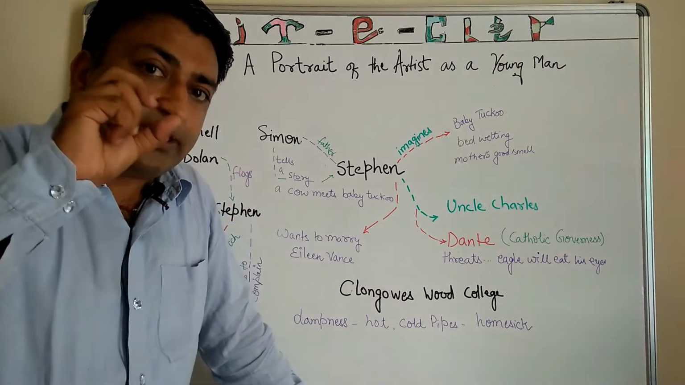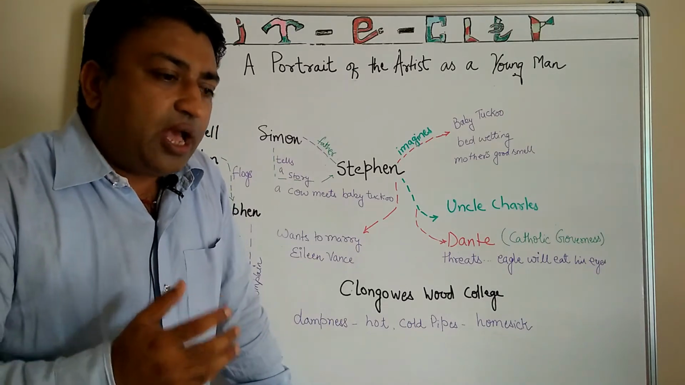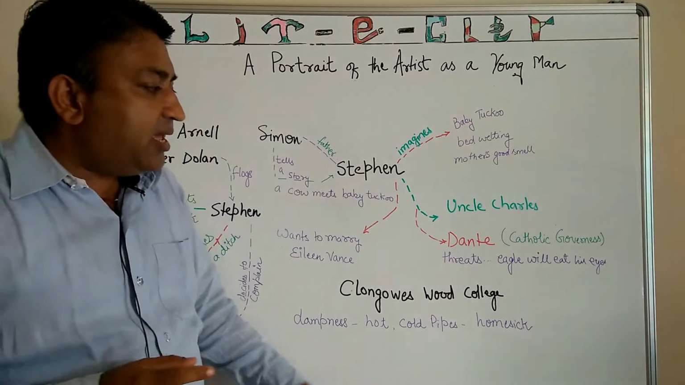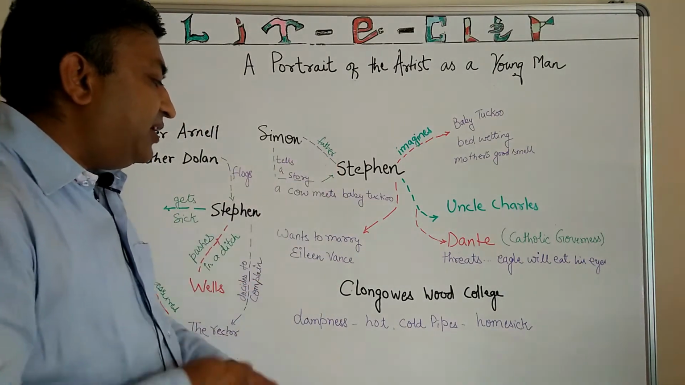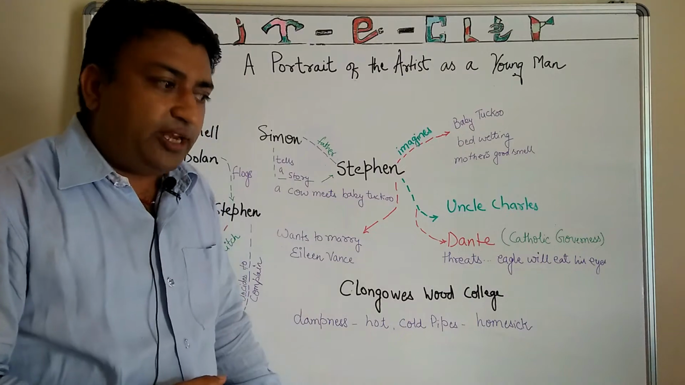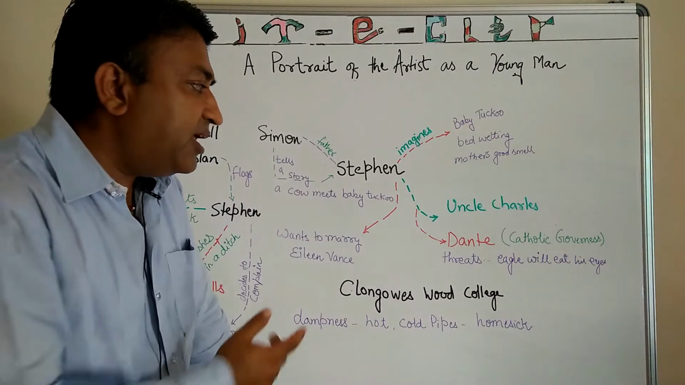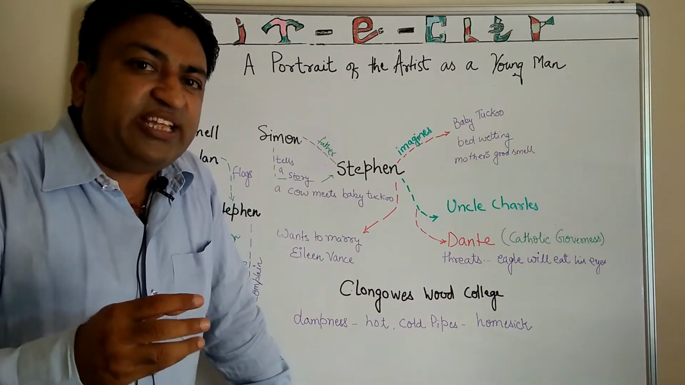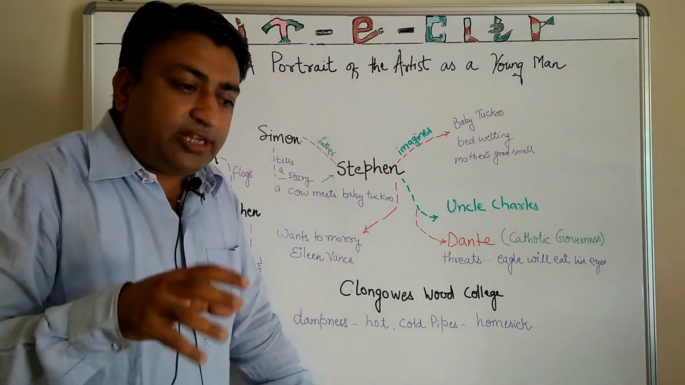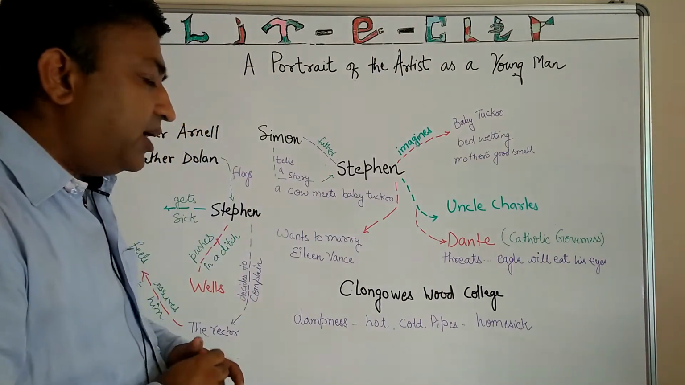A very important character in the early part of Stephen's life is Dante. Dante is the Catholic governess of this house, and she always puts certain ideas in the mind of the boy. For example, when Stephen tells her that he wants to marry the neighborhood girl Eileen, Dante is very much shocked by this confession, even from a child, and she threatens him that he should not indulge in this kind of nefarious activity. Eagles will pull out your eyes. So this religious imagery is very important in the early part of this novel.